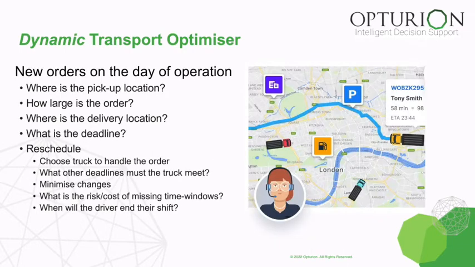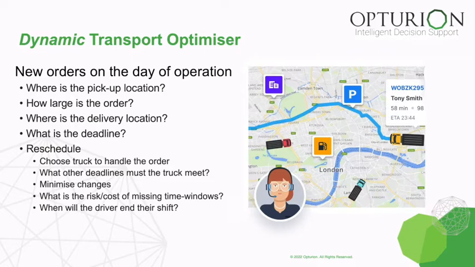When we say dynamic transport optimizer, there is one other feature, and that is how to handle new orders on the day of operation, or any other changes on that day. In the case of a new order, we've got to consider where the pickup location is. Is it at the DC? In which case we just have to consider the trucks that haven't left the DC yet. Or is it elsewhere? How large is the order? What trucks will it fit on? Where is it at a location? So which trucks are going near there? And what's the deadline? Are they going near there at the right time?